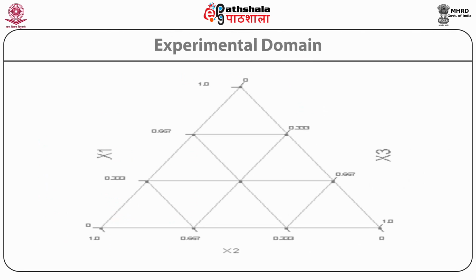Then multiple linear regression analysis using computer software is employed to achieve a correlation between dependent and independent variables. Now this diagram is a triangle, called an equilateral triangle, showing different points marked as per Simplex Lattice Design, and it is called the experimental domain. You can easily see where the points 0.667 or 0.333 are located on the x1, x2 and x3 coordinates.